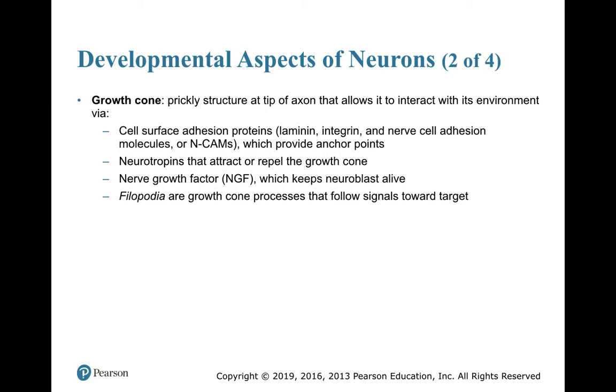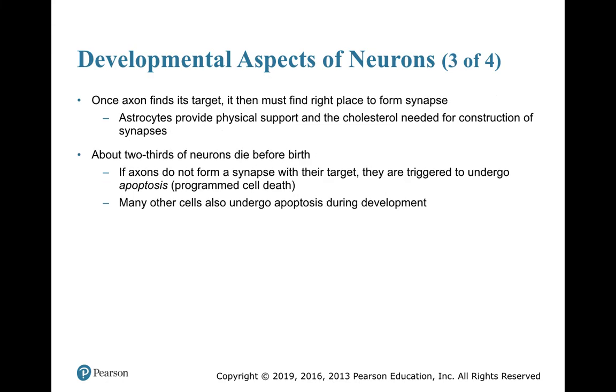And there are filopodia on the growth cone that follow the signals towards the target, doing a positive chemotaxis, hoping to make connections. Once that axon finds its target, it has to find the place to form the synapse. Astrocytes help with that. Cholesterol is needed for membrane construction and synapse construction.